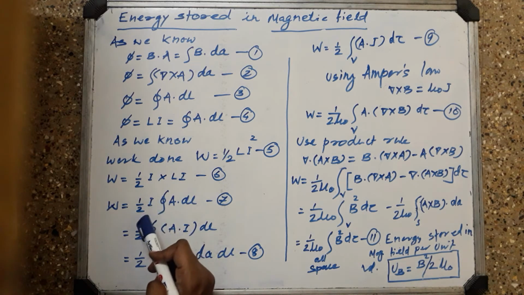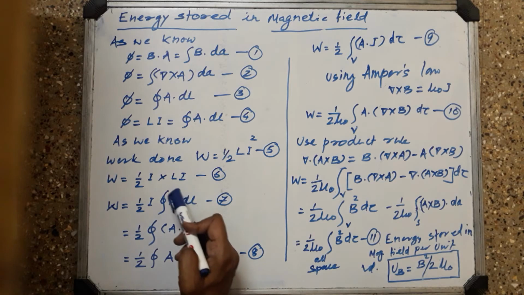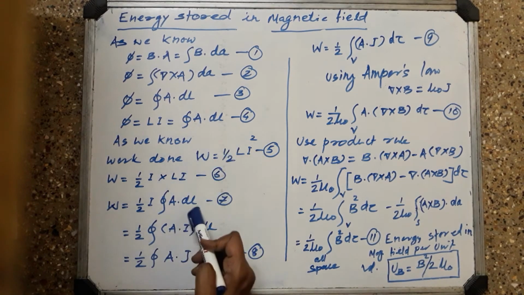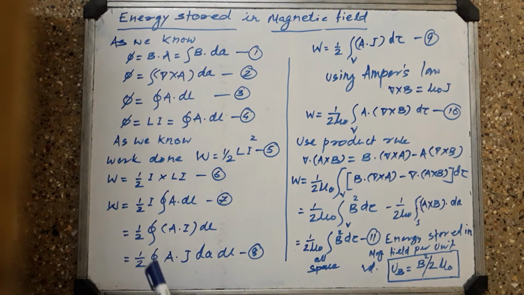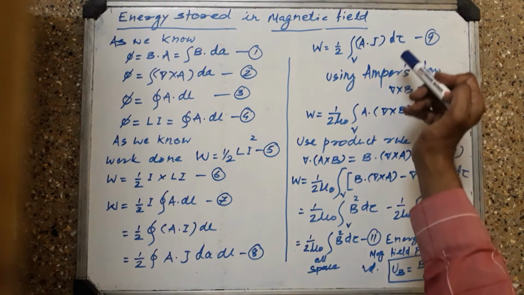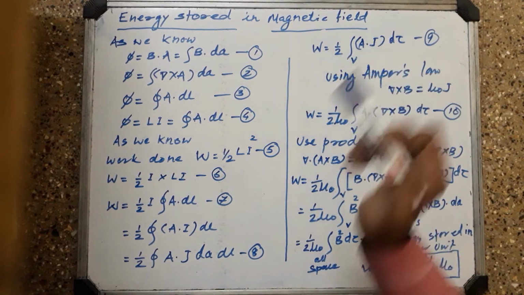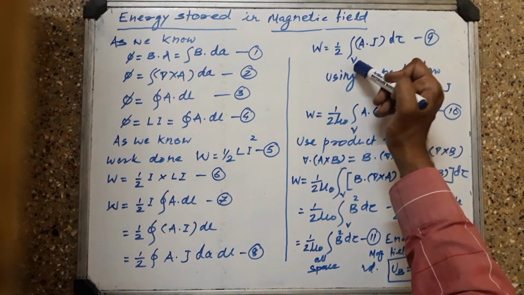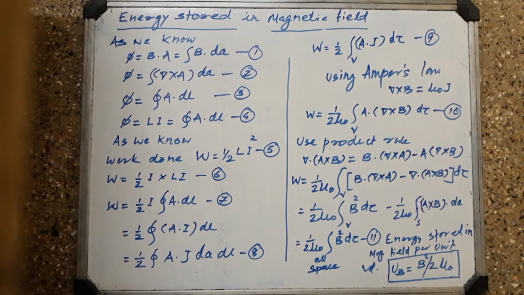So this I will write again 1 by 2 I Li. I will substitute here line integral of A dot dl. So again I will write here 1 by 2 line integral of A dot I dl. I am substituting for I, j dA. So we got 1 by 2 line integral of A dot j dA dl. So dA dl I will put volume. So we get 1 by 2 volume integral of A dot j d tau.